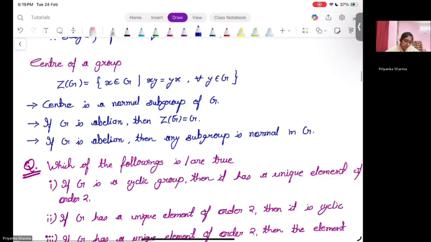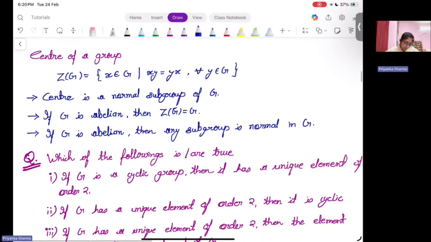Okay. Now the next topic is center of a group. So center of a group is a set of all those elements of the group which commute with all other elements of the group. That is Z(G). This is the notation for center of a group G. So this is the collection of all x belongs to G such that xy is the same as yx for all y belongs to G. That is, Z(G) is the set of all x which commutes with all y in G.